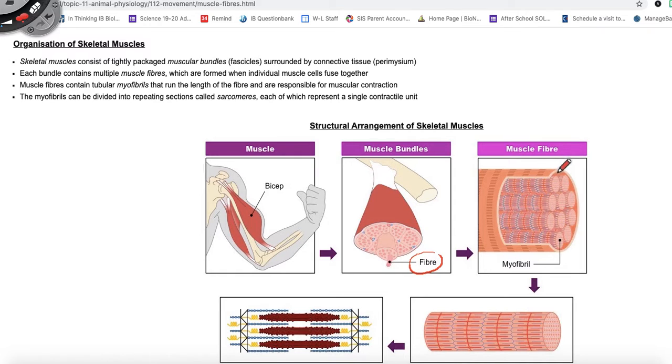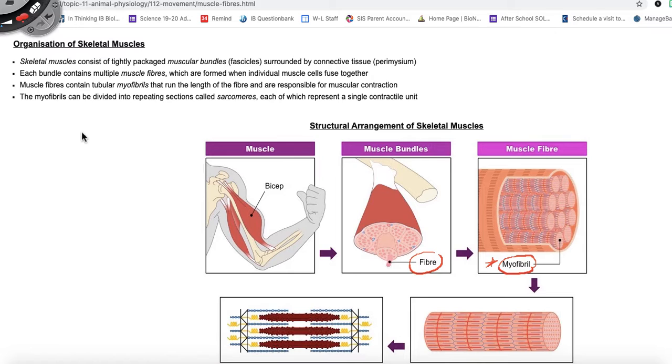Now, if you look within the muscle fibers, you're going to find these tubular myofibrils. And these tubular myofibrils, they look like tubes, right? And they run the length of the entire fiber. And it is right here within the myofibril that you can actually see how the muscle contracts. So the myofibril is responsible for muscular contraction.